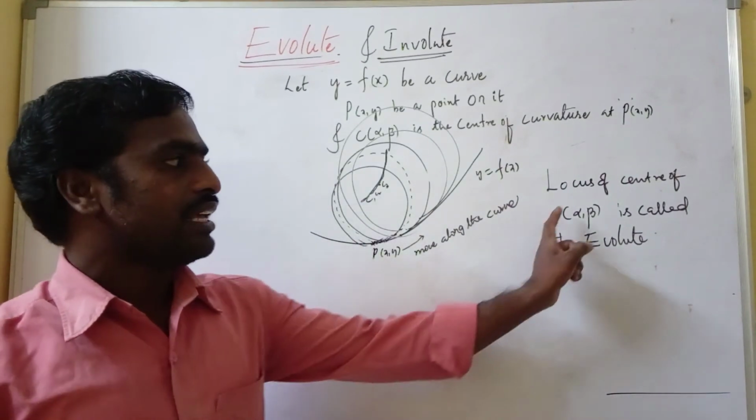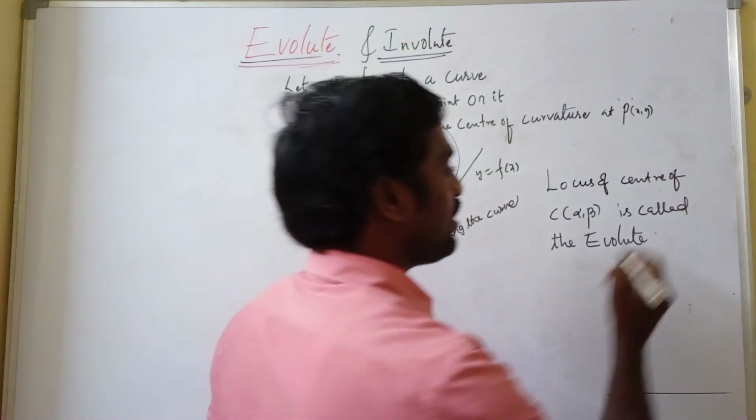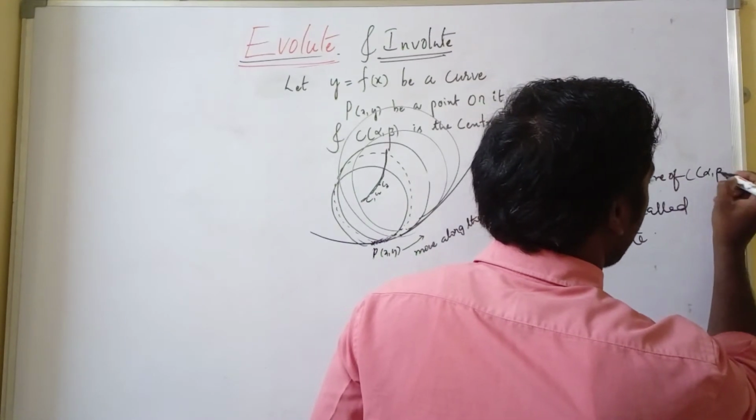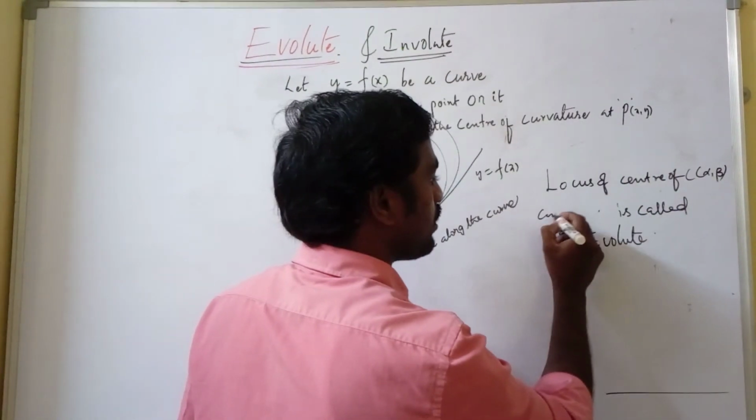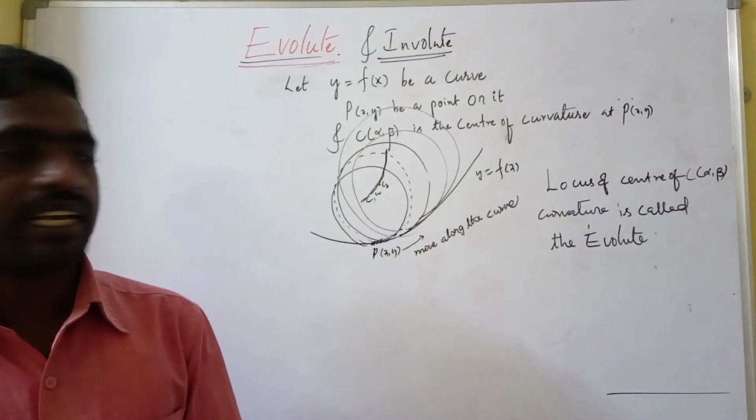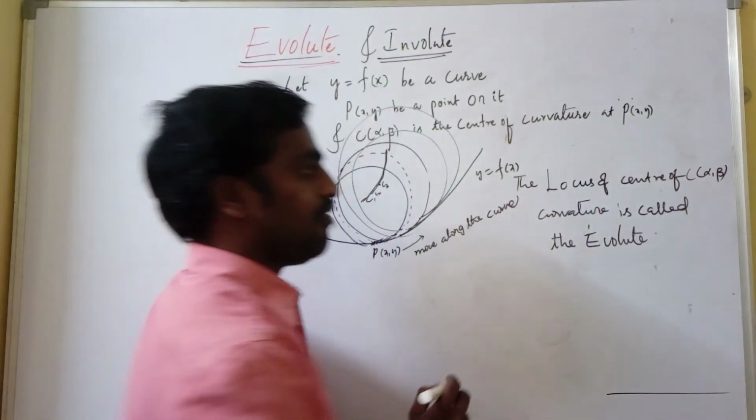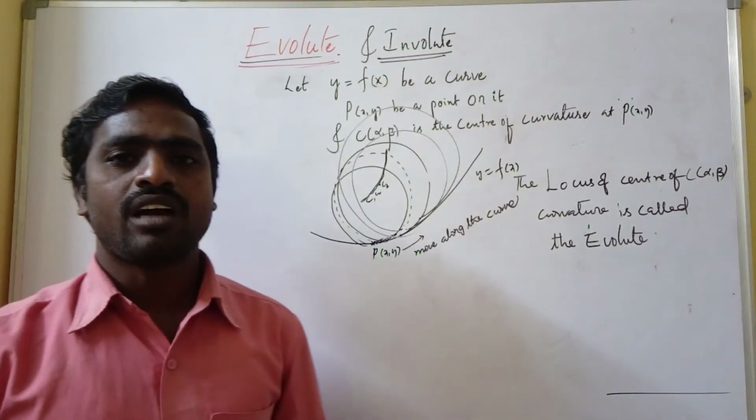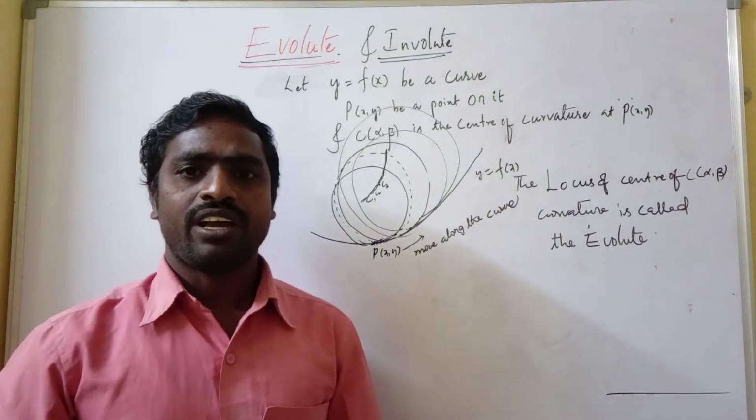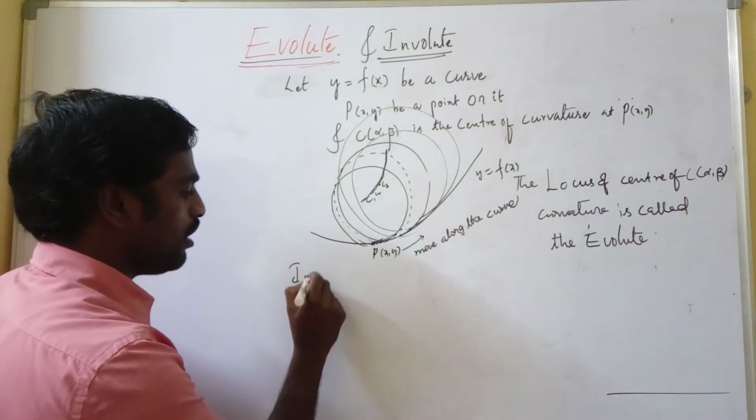We can say the locus of the center of curvature is called the evolute. So what is the meaning of involute? Involute of a curve is a curve.